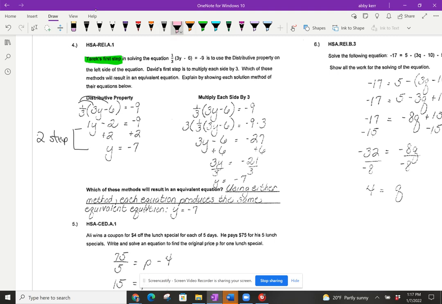Or you can multiply each side by 3 because we want to get rid of the fraction. Notice right here, nothing happened to that parentheses, 3y minus 6, because we took care of the 3 times 1/3. So I just wanted you guys to see that again. So then we're left with 3y minus 6 equals -27. This is still a 2-step. And you're going to get the same answer.